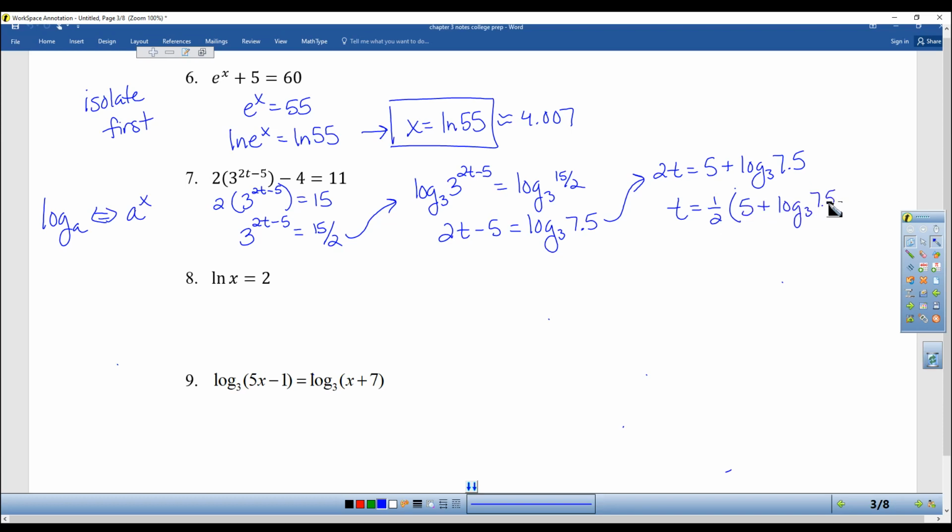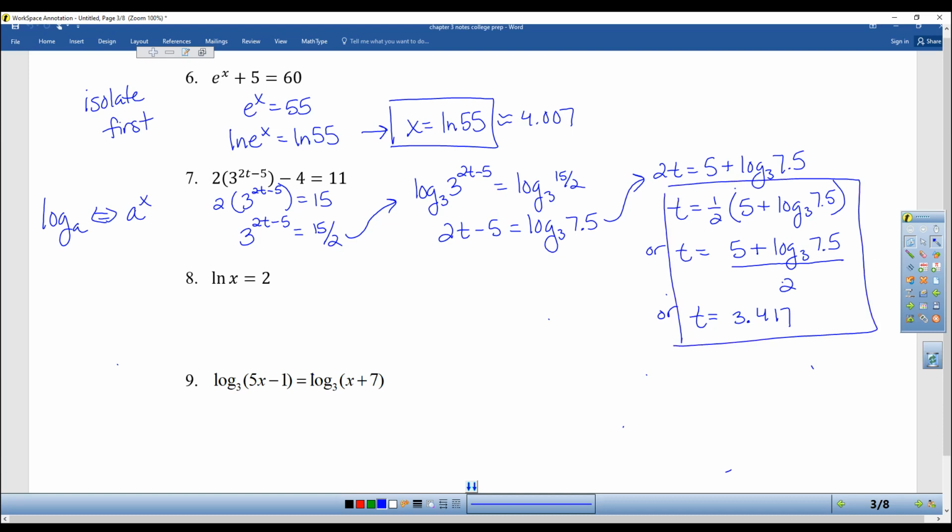Or if you're thinking, I don't know how she did that, I'm multiplying both sides by 1/2. Or if it just makes more sense to you, you can do 5 plus log base 3 of 7.5 all over 2. That was just a little funny because you've already got a subscript, so then doing division seems a little tricky. Or you can type the whole thing into your graphing calculator and get it as a decimal. Again, 3 decimal places would be great. So any of these answers are really wonderful.